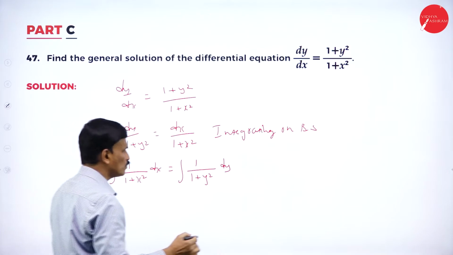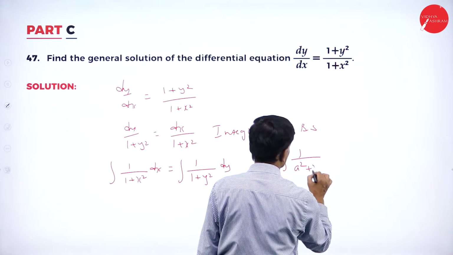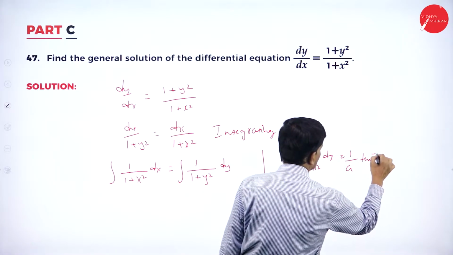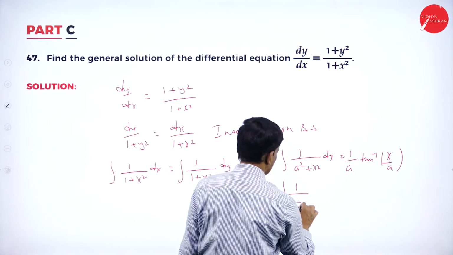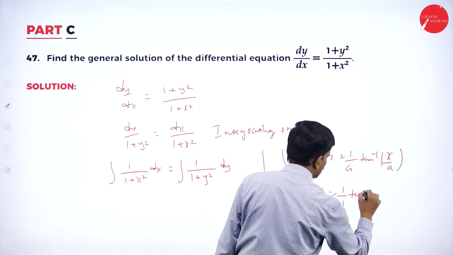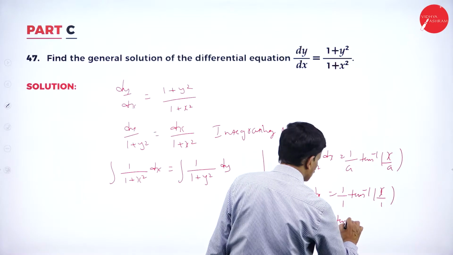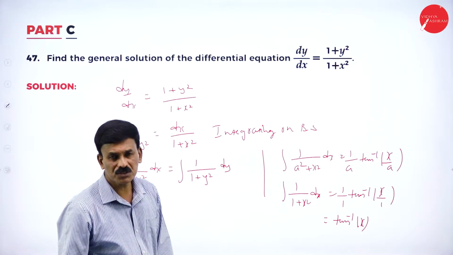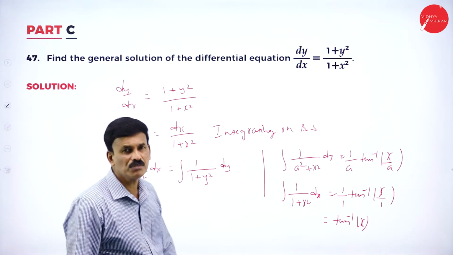Now, you know the formula. This is the standard form. Integral 1 over (a square plus x square) dx is equal to 1 over a tan inverse x by a. Now, what is integral of 1 over (1 plus x square) dx? This is nothing but 1 over 1 tan inverse x by 1, which is tan inverse x. So, you know integration of 1 by (1 plus x square) is tan inverse x, because differentiation of tan inverse x is 1 by (1 plus x square).